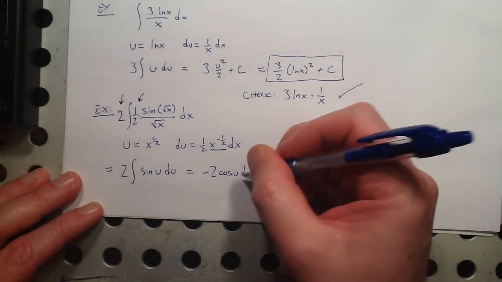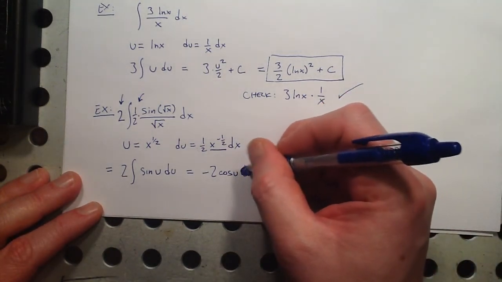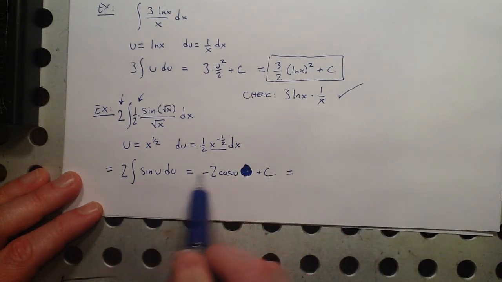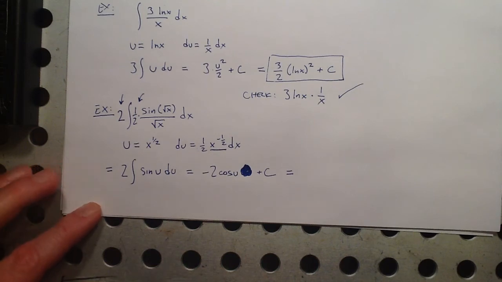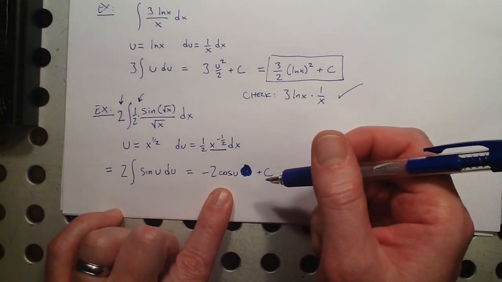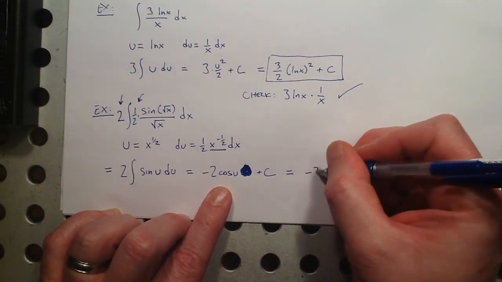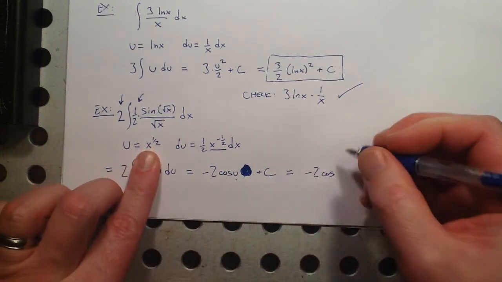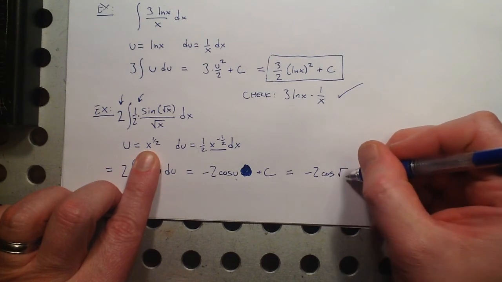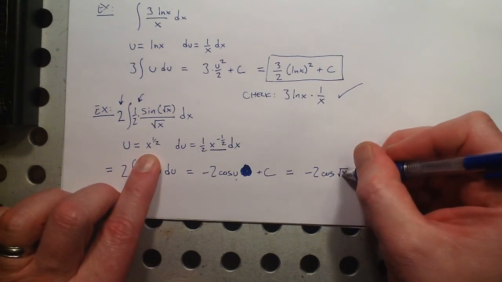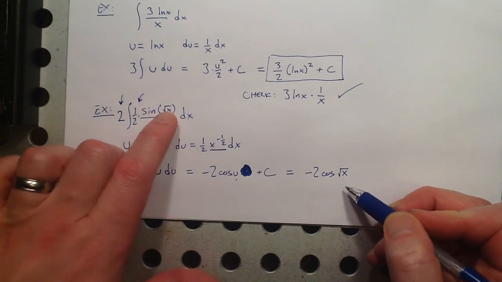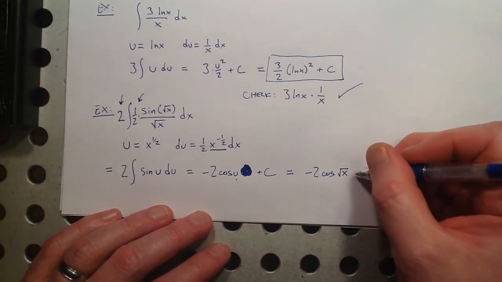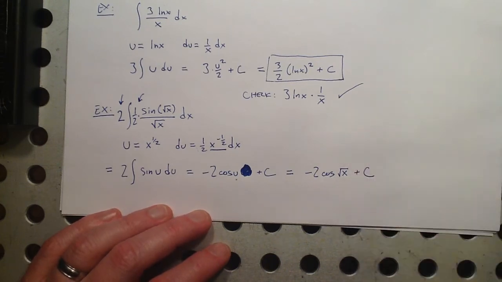Oh, sorry, I keep writing those du's and dx's on the outside. We don't need that anymore, right? Because we've taken the antiderivative, so that's gone. And then negative 2 times the cosine of u, where u is x to the 1/2. I'm going to write that as the square root of x again because that's how it showed up in the original problem. It doesn't really matter. You could write it as x to the 1/2 plus c.